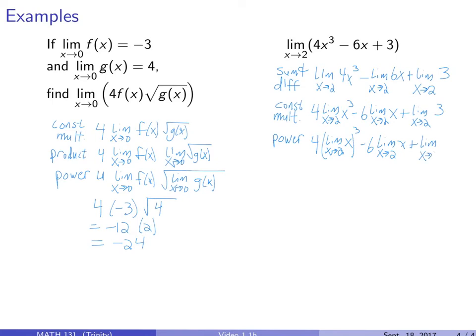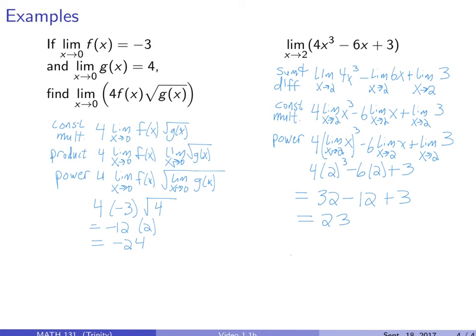And now we can use the rules that were listed on the first page of this video of taking the limits of very basic functions to evaluate this limit. So the limit as x approaches 2 of the function x is just 2, minus 6, the limit as x approaches 2 of x, as we just said, is 2, plus the limit as x approaches 2 of the constant 3 is the constant 3. And now we're just going to simplify, so 2 cubed is 8, times 4 is 32, 6 times 2 is 12, plus the 3, 32 minus 12 plus 3 is 23.